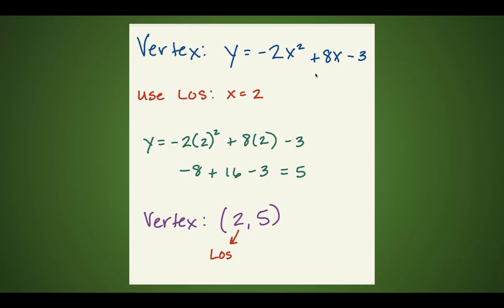Using that same equation, and a line of symmetry of positive 2, I now can find the vertex. If x is 2, I substitute that into the given equation and solve. 4 times negative 2 is negative 8. 16 minus 3, I get 5. My vertex is 2, 5. 2 again is the line of symmetry.